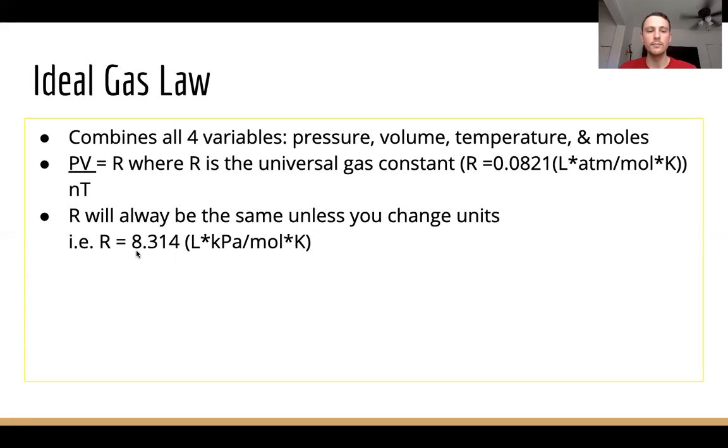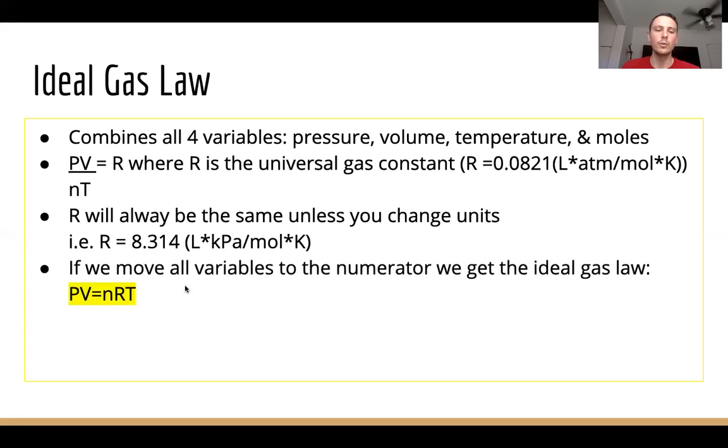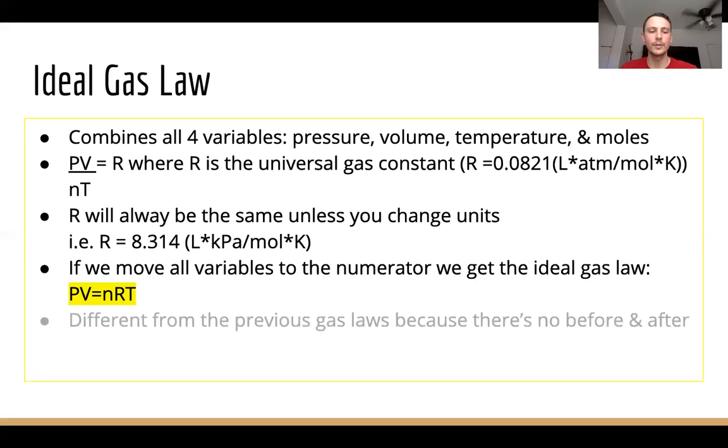And so if we take this equation here and rearrange it so that everything's in the numerator, we get our ideal gas law, PV equals nRT, or PIVNERT, as I was taught to remember it. So we have pressure times volume equals number of moles times our gas constant times the temperature, and again, the temperature has to be in Kelvin.